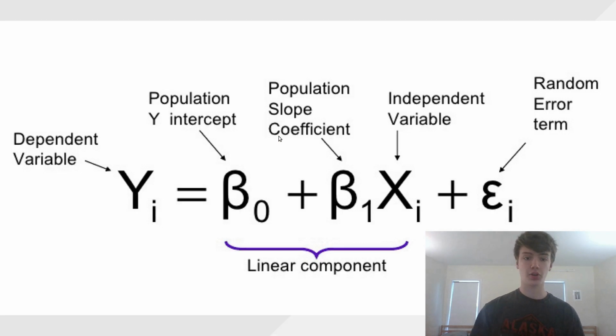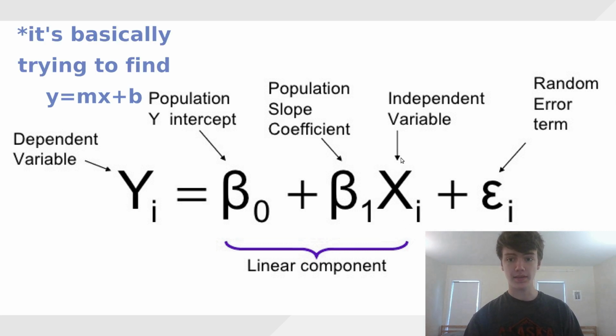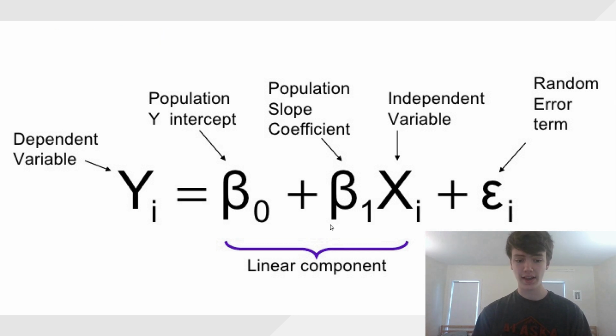So the math behind this equation is actually quite simple. It does look a little bit intimidating, but all you're really trying to do here is optimize for the population y-intercept, the population slope coefficient, and then the independent variable with the error. And you're trying to minimize the error as much as possible so that it makes the line of best fit.